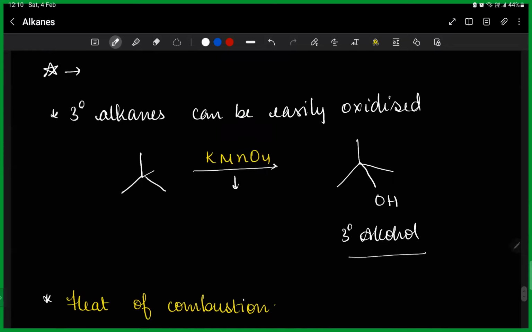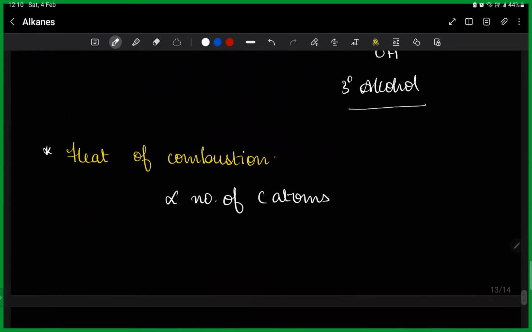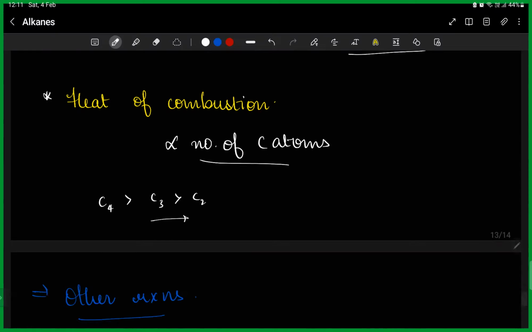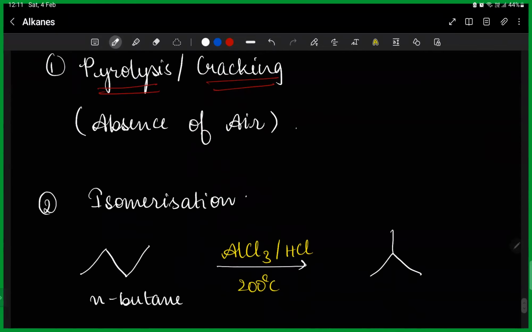And we have a small topic called heat of combustion. Heat of combustion is the heat released by complete combustion of a hydrocarbon. Heat of combustion is directly proportional to the number of carbon atoms. So if you are taking butane, it will have more heat of combustion than propane, than ethane. Okay. Now we have some other reactions also.